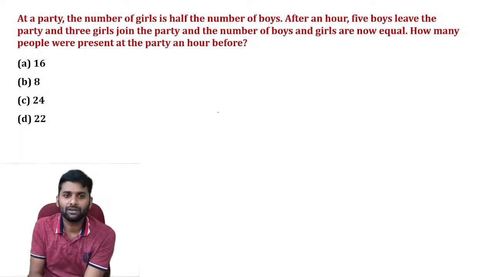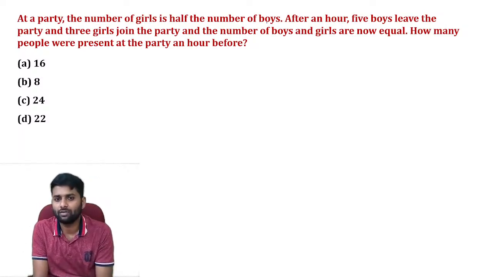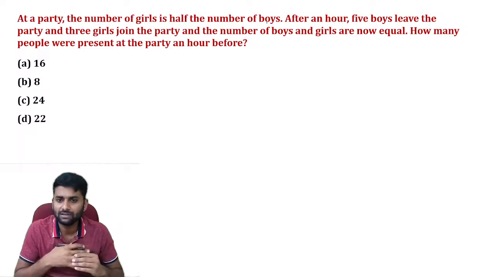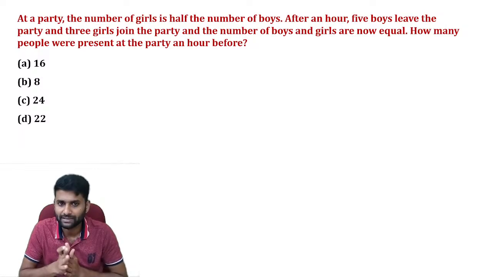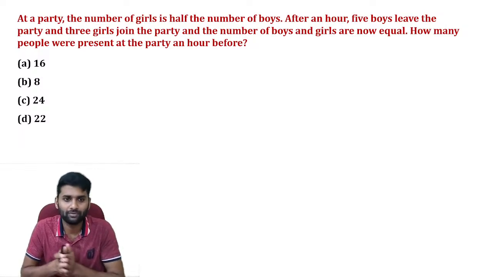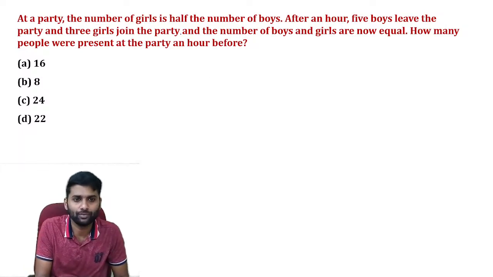At a party, the number of girls is half of the number of boys. After an hour, five boys leave the party and three girls join the party. And the number of boys and girls are now equal. Then how many people were present at the party an hour before?